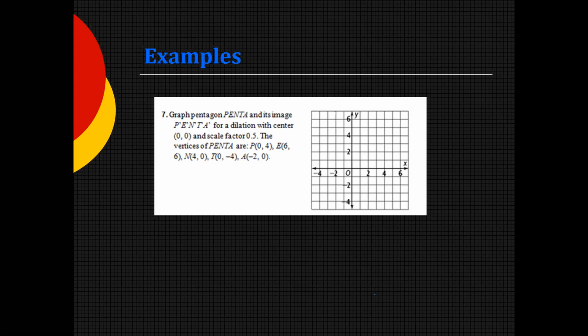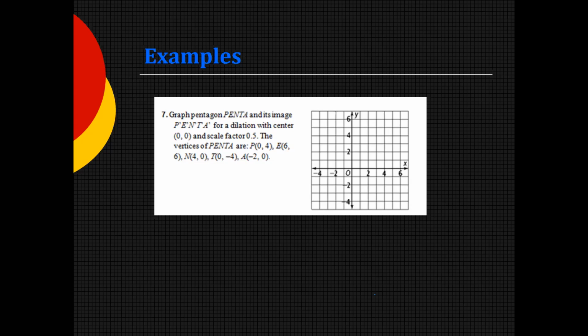So if that's the case, Miss, E is 3,3. Very good. E prime would be 3,3. What would be N prime? 2,0. Very good. 2,0 would be N prime. What about T prime? 0, -2. Very good. And A prime? -1, 0.